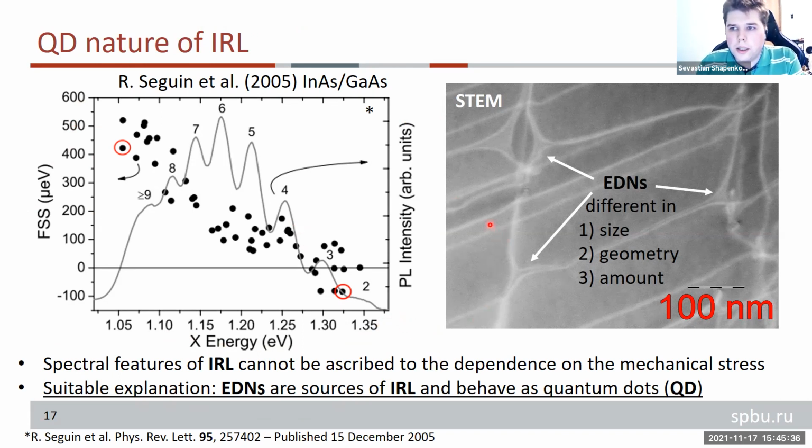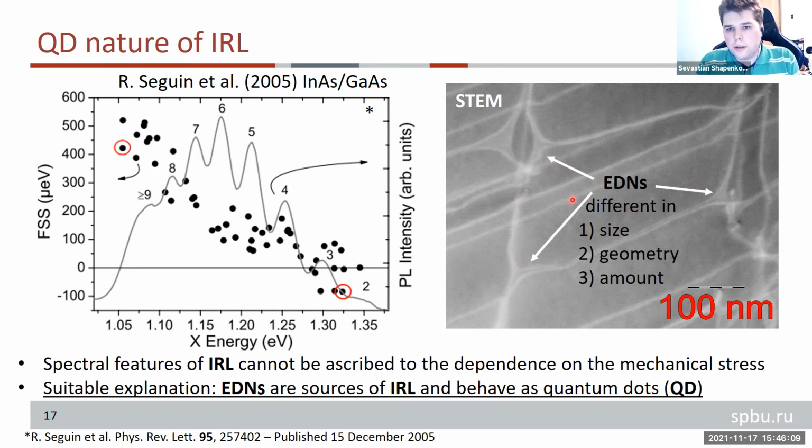From our structural studies of these dislocation networks, we know that extended dislocation nodes not only vary in sizes, like shown here, but also they vary in geometry. So here we have triangle nodes, and here we have a double triangle node. And they can appear in different amounts. Here we have a single node, here is a single node, here we have 2 nodes very close to each other.